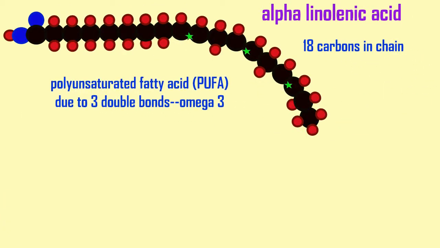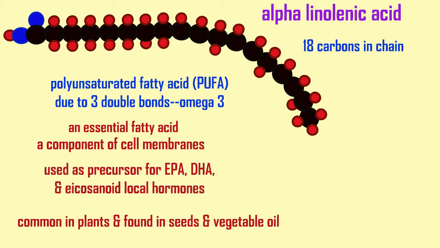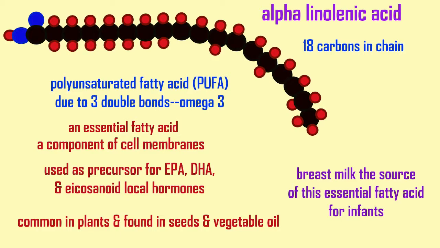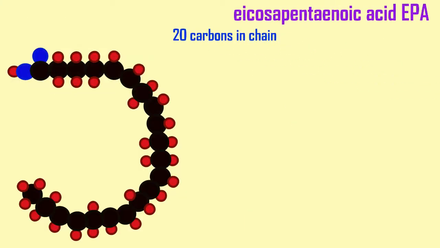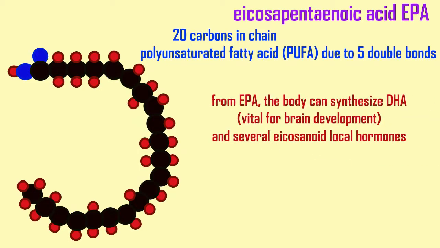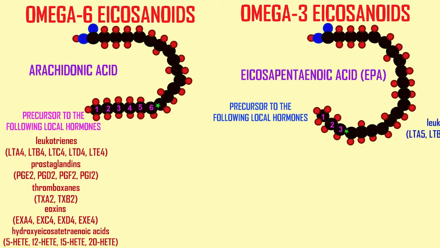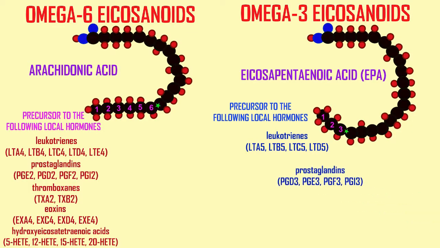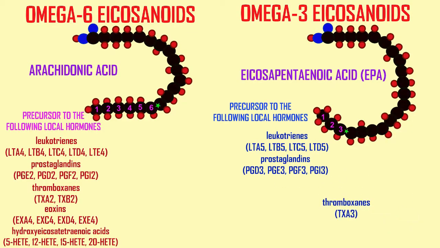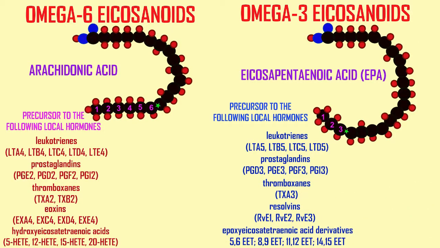The essential omega-3 fatty acid, alpha-linolenic acid, can then be converted into EPA or eicosapentaenoic acid, which is not only vital for brain development, but also is the precursor to a number of local hormones. Very often they have an anti-inflammatory effect and can lessen disease risk.